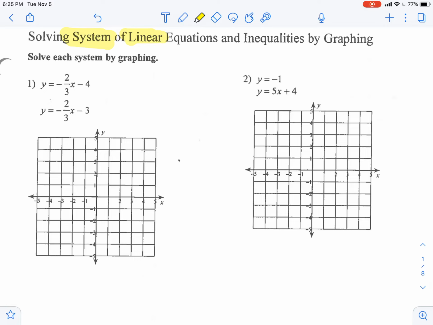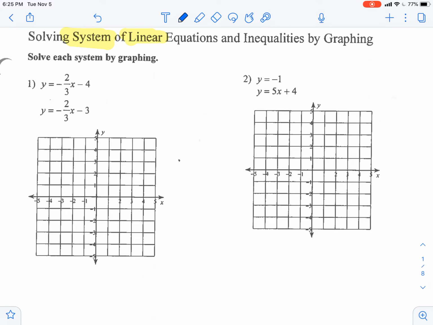As we progress throughout the year, we'll change it from lines to maybe parabolas or absolute values or whatever. But again, the definition of a system is what numbers make both equations true, or in this case, what point makes both equations true. So there are multiple ways of finding that, but we're going to stick with graphing today. So I'm going to go ahead and get started on one of these and show you how it works.